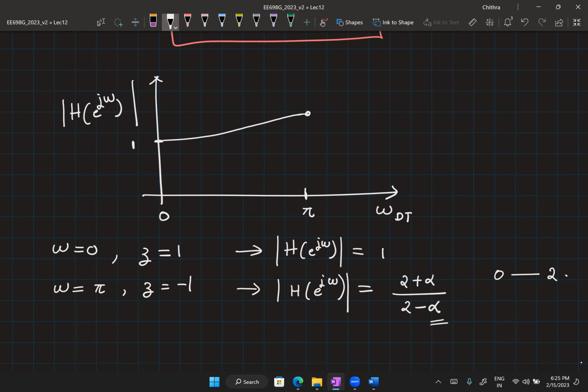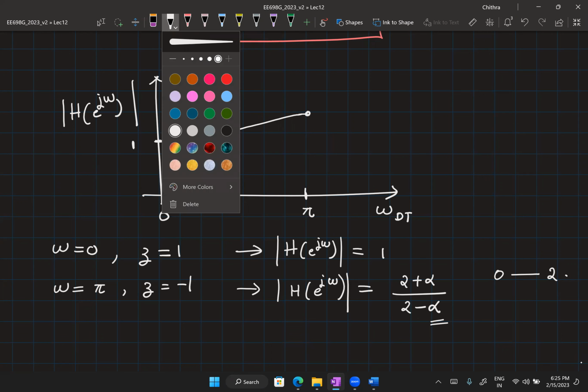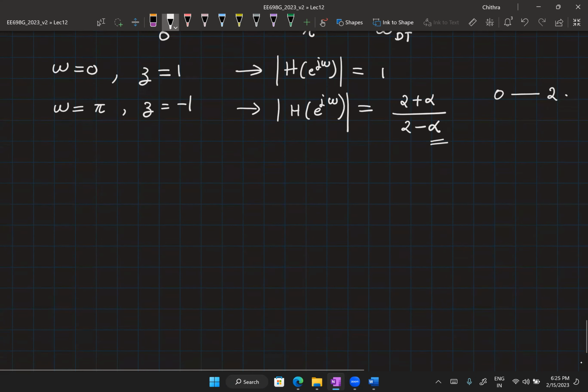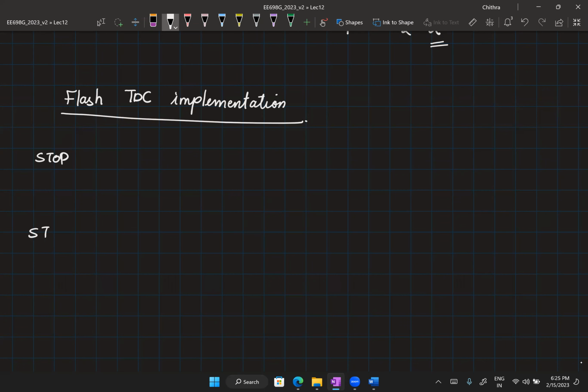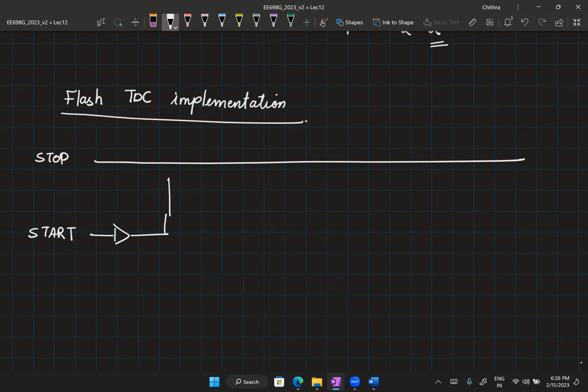Okay, so is the discrete time model clear? Okay, so then let's get back to our flash TDC implementation. Do we have any solutions? So our flash TDC had a stop and a start signal. So stop was like this. And we were delaying the start and then looking at the sampled values.